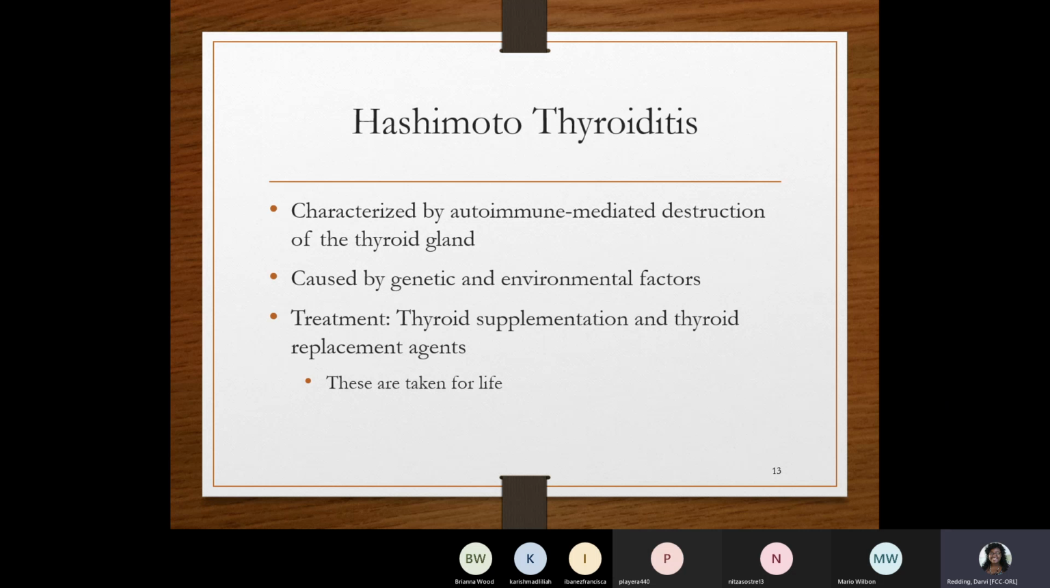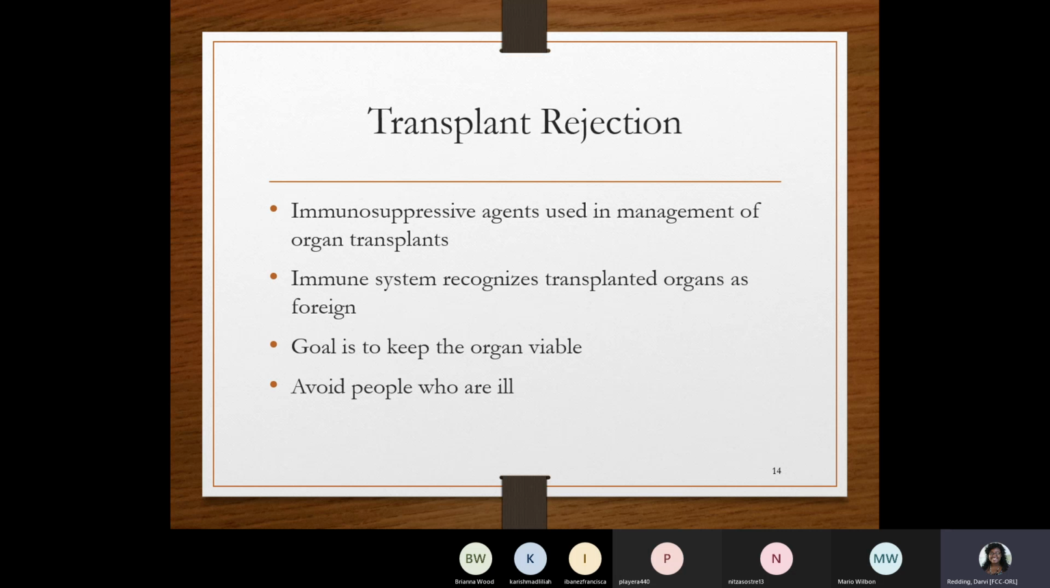So any person who is diagnosed with this particular condition would always have to take medications so that their thyroid levels can at least continue to be built up, since it's a destruction of the thyroid gland. And so now that we talked about the different types of thyroid disorders, we're next going to learn about transplant rejection. And so patients who have failing organs might have to go through a transplant.